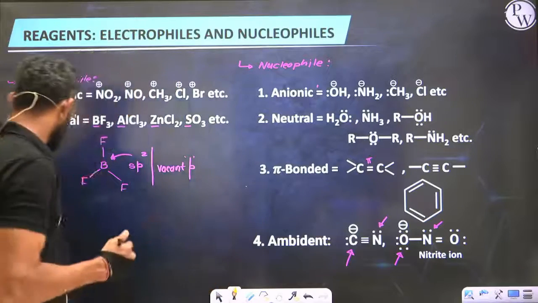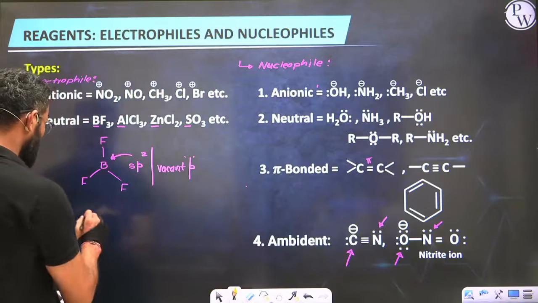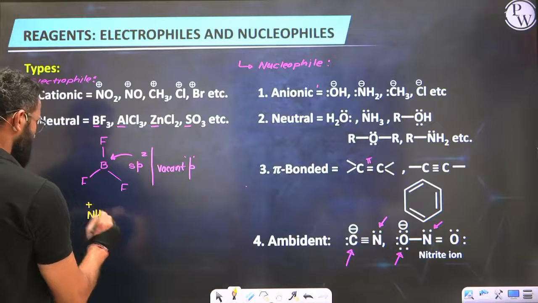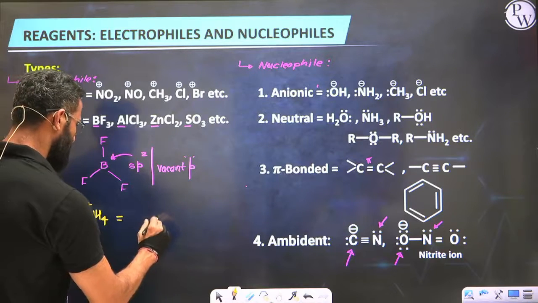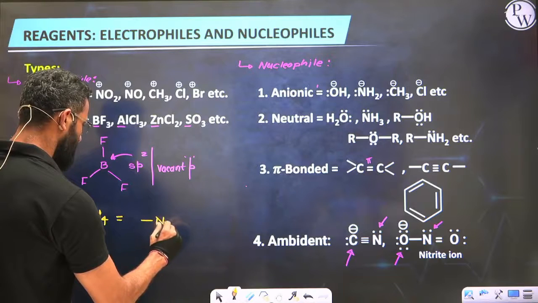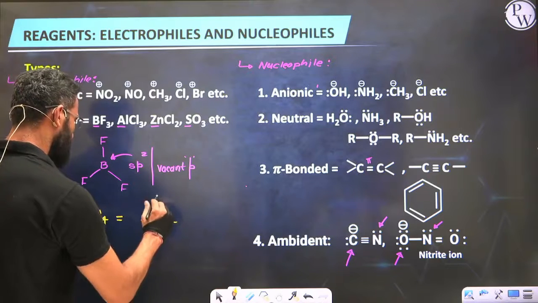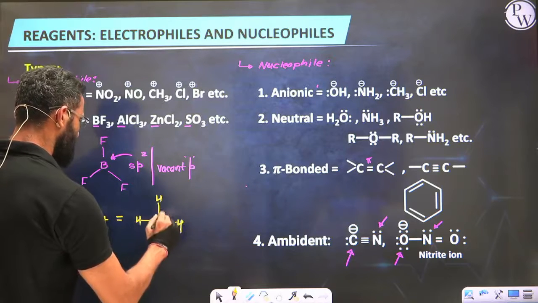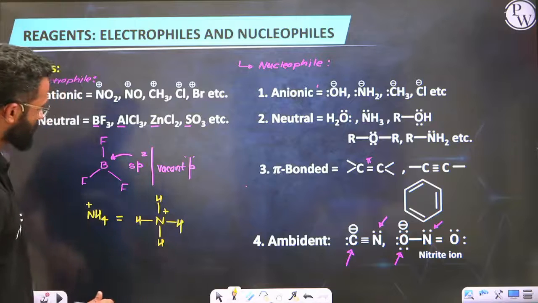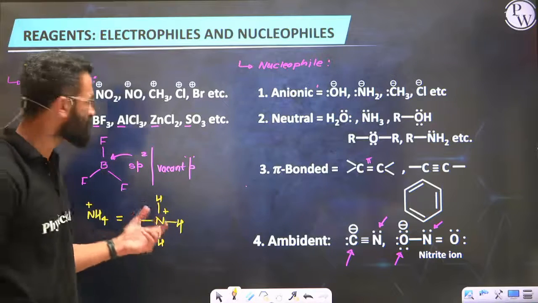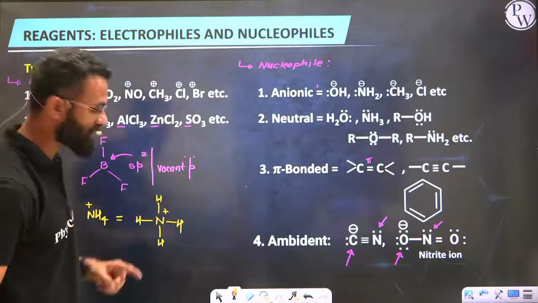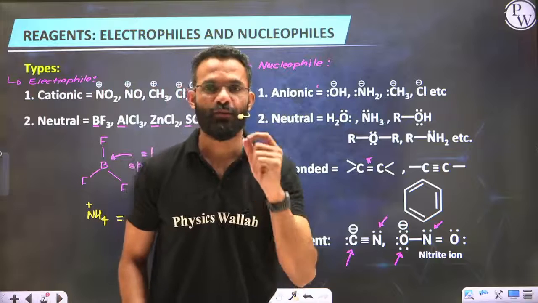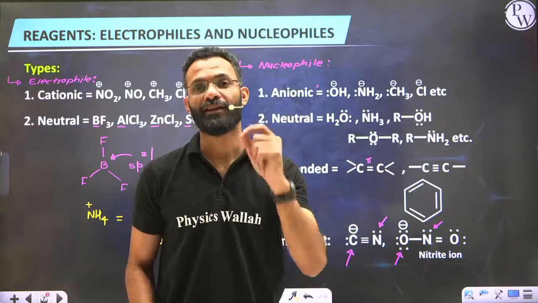For example, let's say I'm talking about the ammonium ion, NH4 plus. Structurally, if I represent it, it will look like this: N carrying 4 bonds. If you find the formal charge on nitrogen according to the Lewis structure, you'll have a positive charge here. So at first glance, we feel that even this molecule should belong to the category of a cationic electrophile. However, let me tell you, electrophiles conceptually are electron deficient species.